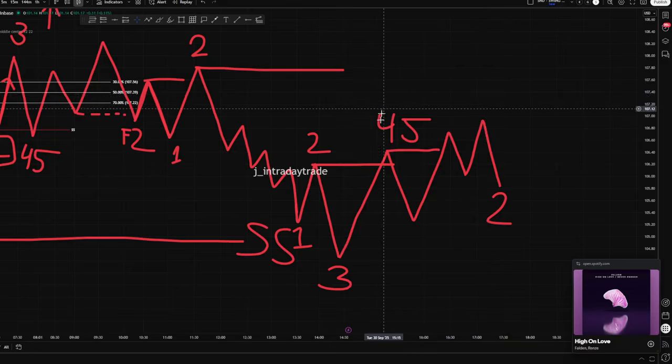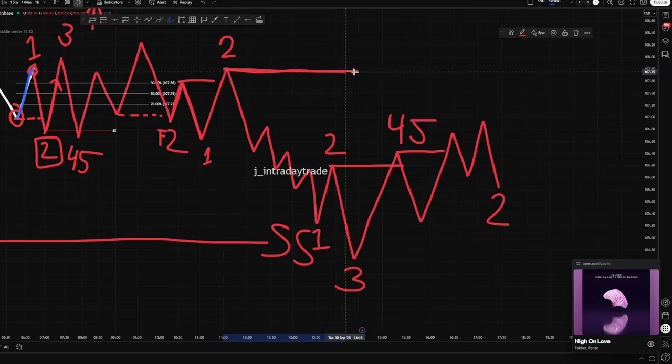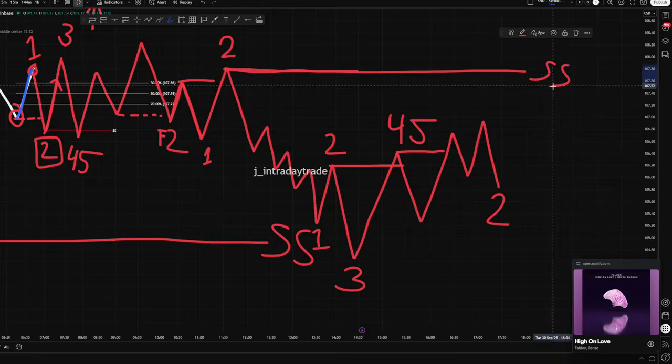Why? Because the 4 and 5 told us what the next 2 is going to do. The 4 and 5 told us what the next 2 is going to do, right? So if the 4 and 5 tells us what the next 2 is going to do, in this case, it tells us go up. And what is our story in this case? Up there. Boom.